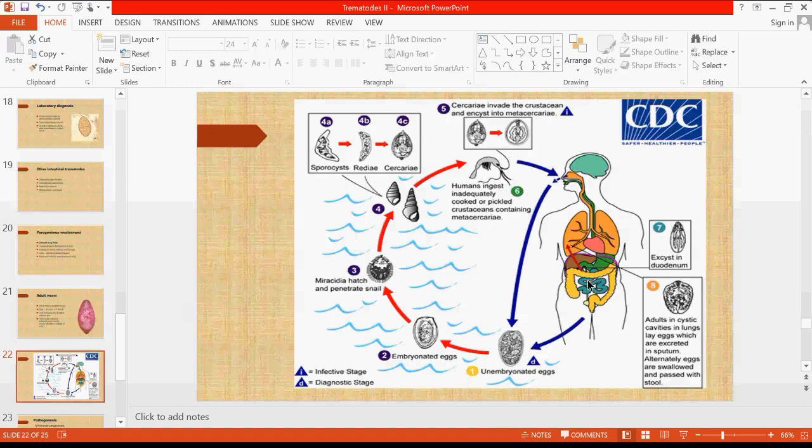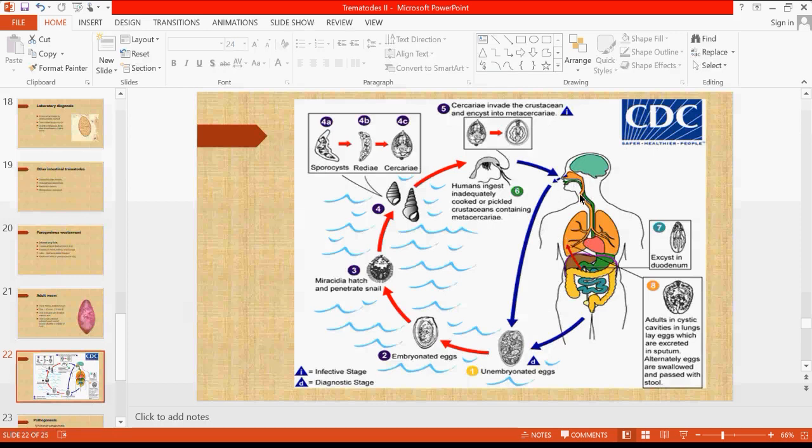When they mature into the adult form, they start laying unembryonated eggs. Why do they reside near the bronchiole? Because the unembryonated eggs are released into the bronchioles, and along with whatever mucus is there, they get coughed out.